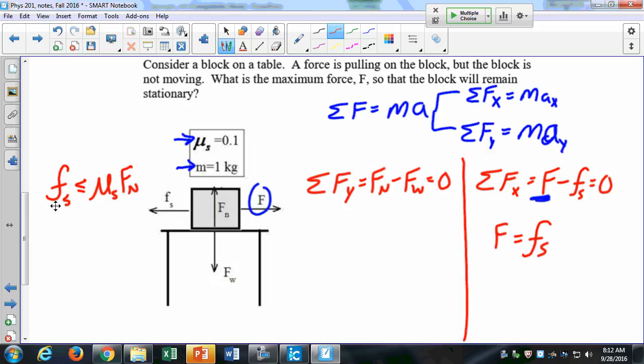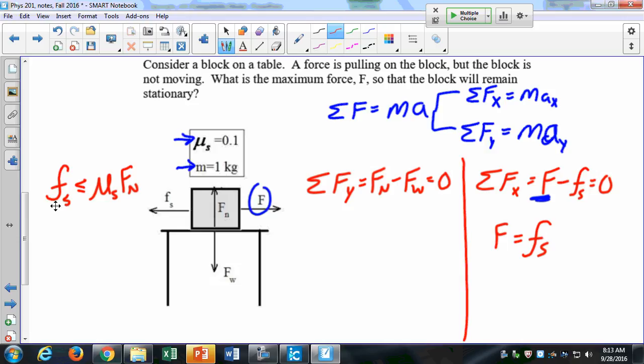Well, I know the static frictional force is equal to this mu times my normal force. All right, go with me on this? If it's equal to mu times the normal force, but I don't know the normal force, I can figure out my normal force over here, because I know it's related to this weight. And then I can come over and figure out what is my static frictional force, and then I'll have my answer.